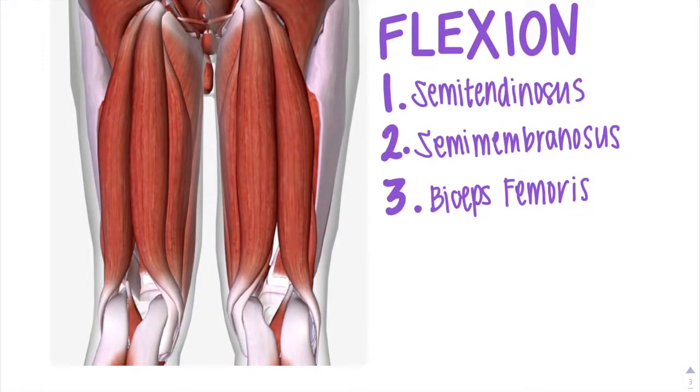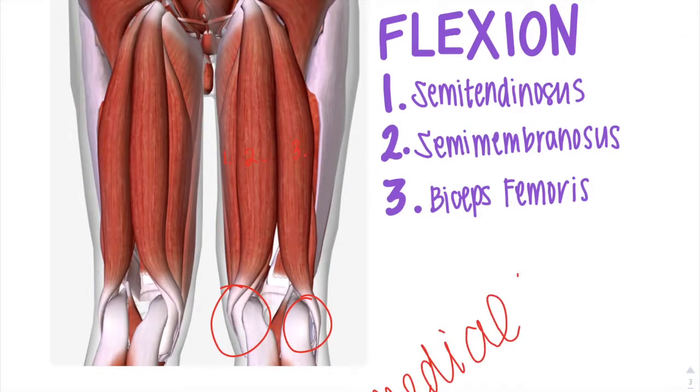Posteriorly, in the posterior compartment of the thigh, we can identify 3 critical muscles of knee flexion. Medial to lateral, we have the semitendinosus, the semimembranosus, and the biceps femoris. Together, this group of muscles inserts onto the heads of the tibia and fibula, allowing for flexion of the knee. This orientation was all made possible by the medial rotation of the lower limb.